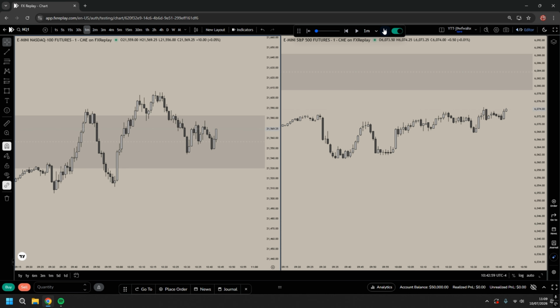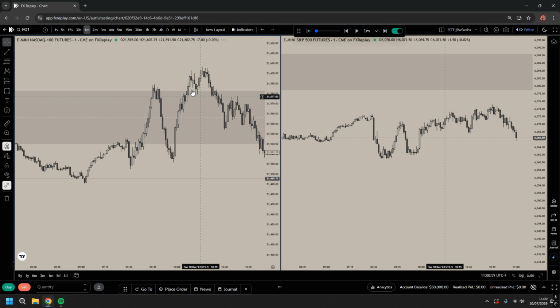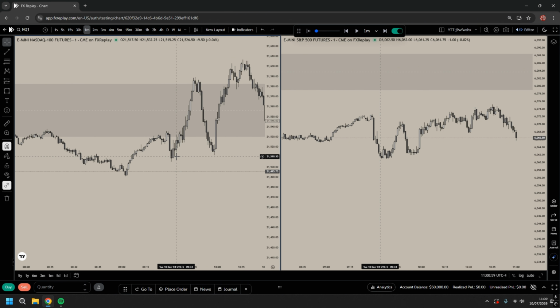Yeah, highly doubt we're going to get anything here. And it is now 11 o'clock. Yeah, just not much you can take here. Obviously, can't really take a long. Why? Because look at the structure on ES. We're just not getting what we need there.